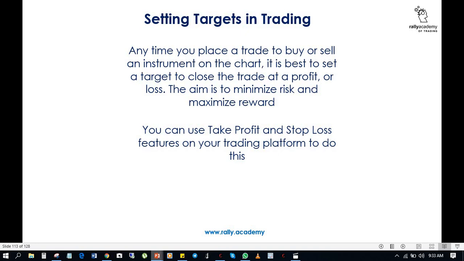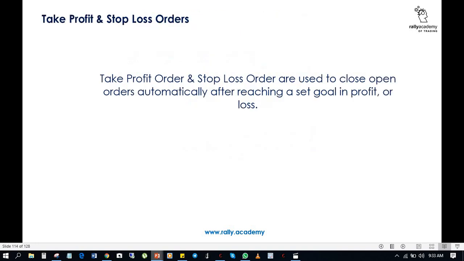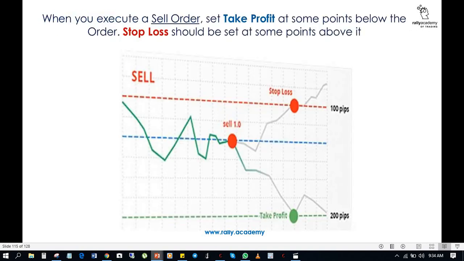Now, after you've done that, let's move forward and begin to look at how to set targets in trading. The first thing you do is to define what take profit and stop loss is all about. Take profit orders and stop loss orders are used to close orders automatically after reaching a set goal in profit or a loss. Look at what I have on the screen. When you execute a sell order, for example, you set take profit at some point below the order. Stop loss should be set at some point above it. The aim is very simple. If you place a sell order on the platform, you expect to make money as the instrument depreciates in price.